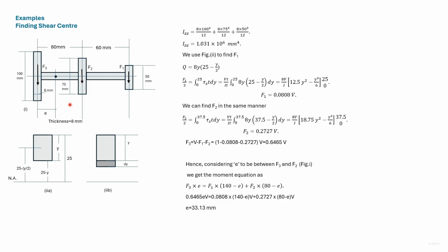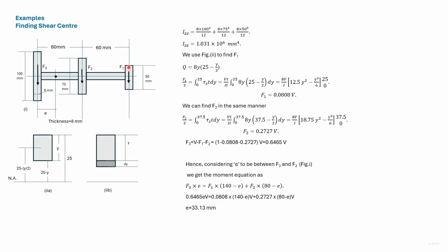To start with, we find the moment of inertia of the whole section. The moment of inertia is obtained here. Now we find the vertical forces F1, F2 and F3 in terms of V, the vertical shear force.